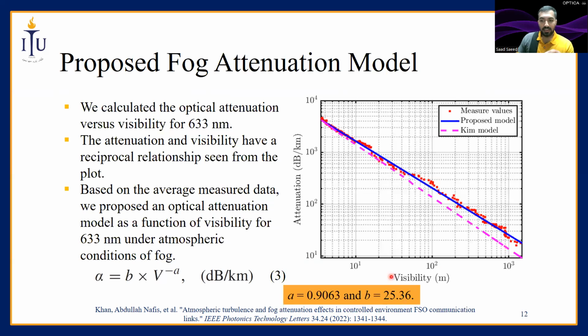Based on the Mie data, this is our proposed optical attenuation model. Attenuation is equal to B times V raised to the power minus A. Here, the attenuation model is in terms of visibility, and A and B are the power law coefficients with these values. Our proposed model is in very good agreement with the Mie data shown in the red dots, and our proposed model, shown in the blue line, coincides with them. However, the proposed model attenuates 1.5 times more than Kim's model, given in the pink line. This 1.5 times more attenuation shows that the optical signal attenuates more in the atmospheric chamber as compared to outdoor conditions.